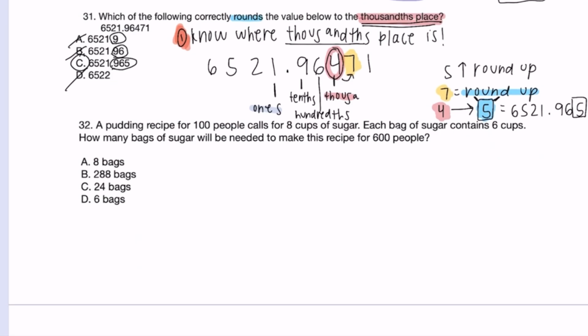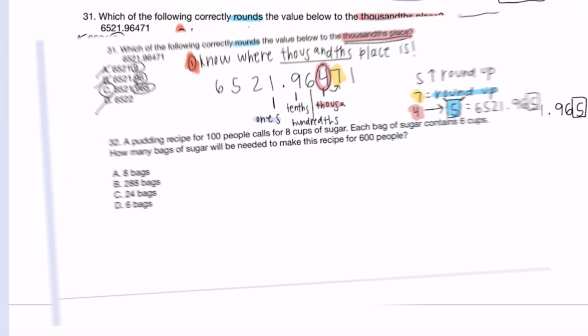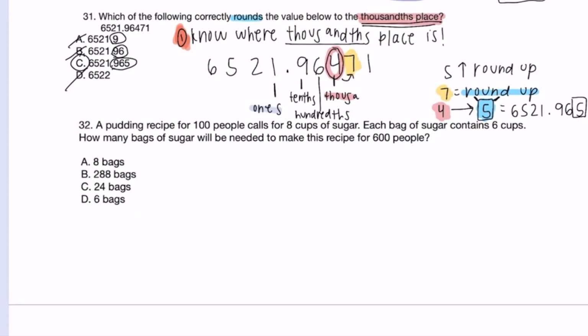Alright, let's go to number 32. Okay, so a pudding recipe for 100 people calls for 8 cups of sugar. Each bag of sugar contains 6 cups. How many bags of sugar will be needed to make this recipe for 600 people? Alright, so they've got a lot of people to make pudding for.